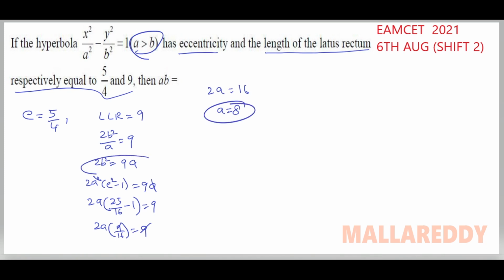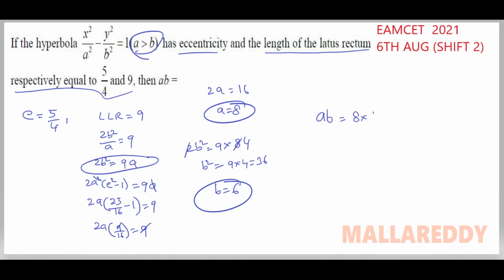And from the equation 2b² = 9a, a is 8. From this, b² = 9 into 4, 4 times cancelled, that is equal to 36. b is equal to 6. Therefore, the product ab is equal to 8 into 6, which is equal to 48.